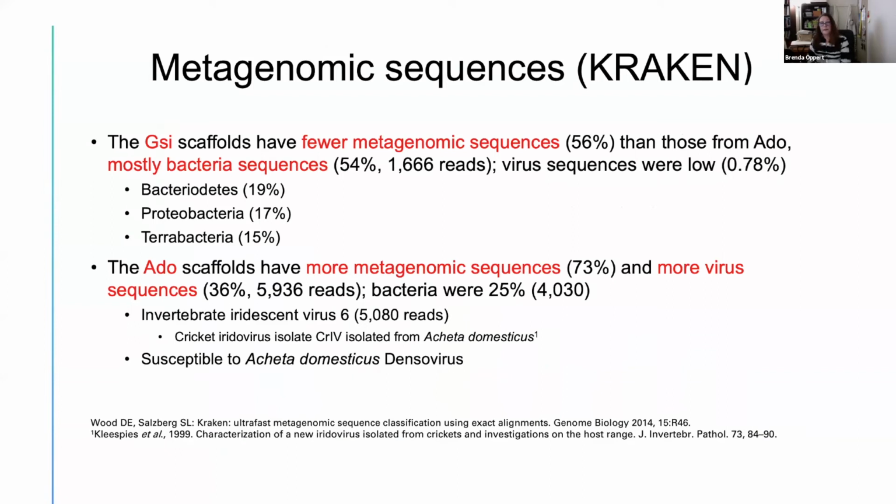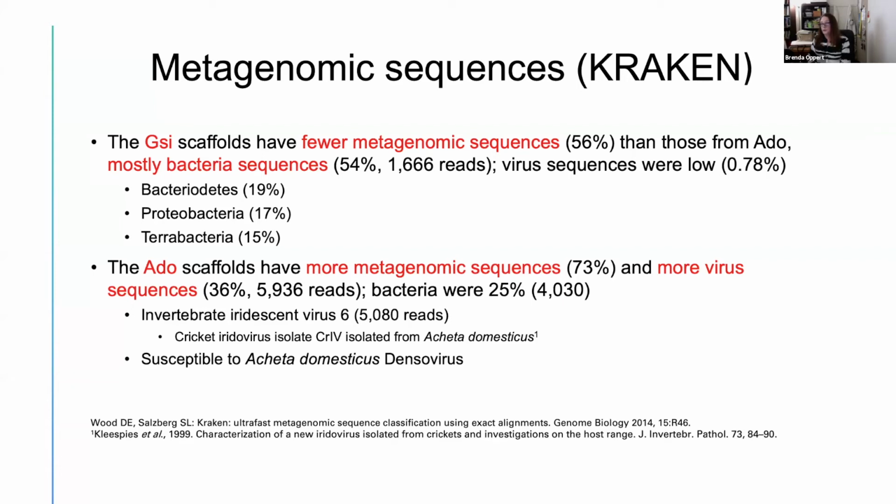Now, the reason that we sequenced both the house cricket and the banded cricket is that the house cricket, Acheta, is susceptible to a densovirus, and in fact the colonies of the house cricket were decimated by this densovirus. So they brought the banded cricket in because it was resistant to this virus, to use it as a replacement in cricket farms.